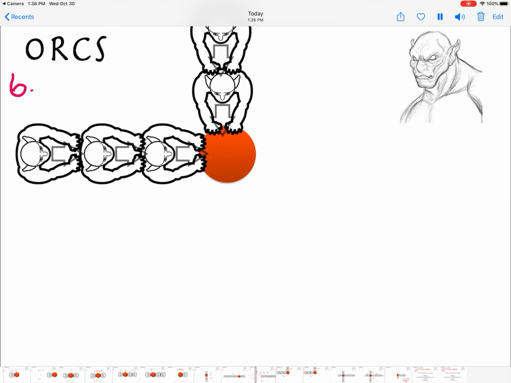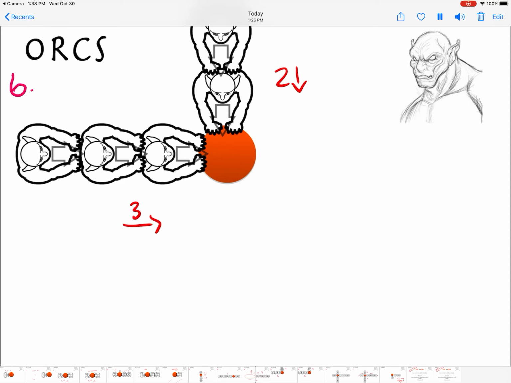All right, example 6. I have 2 moving down, 3 moving to the right. Now before moving on, make your prediction on this one. Do you think it's going to move to the right? Is it down? Does it move up? Things can move diagonally.